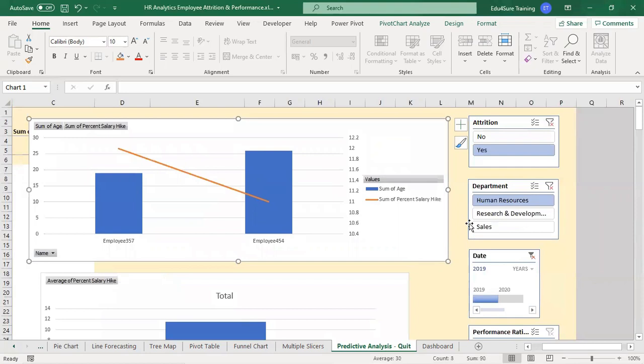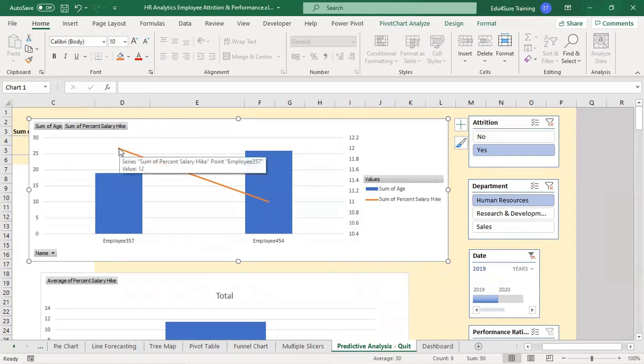Now I have just 2 employees left in HR in 2019. So basically employee 357, employee 454 left the organization. So what was the percentage salary hike they got? So this is my question, right? So he got 11%, right?